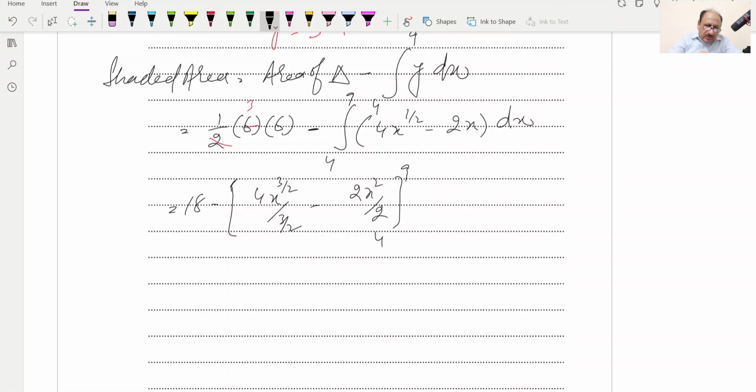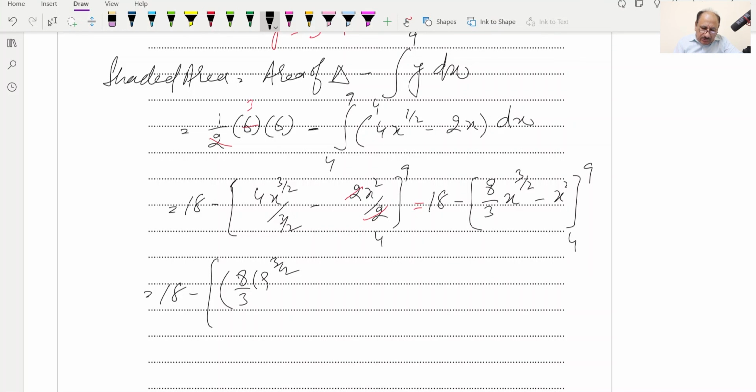Now we can cancel this 2 with this one, and rewrite it as 18 minus, and this will be 8 by 3 by the fraction over fraction rule. So 8 by 3 x raised to 3 by 2 minus x squared, with integral limits 4 to 9. Further, we can replace the limits. The upper limit will be replaced first, and it will be 8 by 3 and 9 raised to the power 3 by 2, minus 9 squared, and this will be our upper limit. Then minus the lower limit, and the lower limit will be 8 by 3 and 4 raised to power 3 by 2, minus 4 squared, and bracket closed.